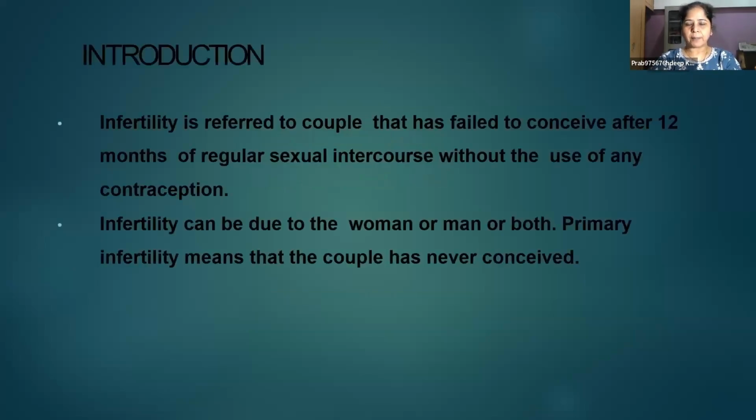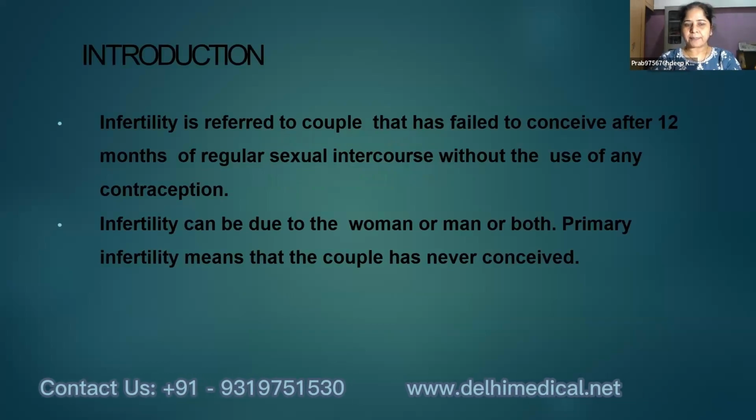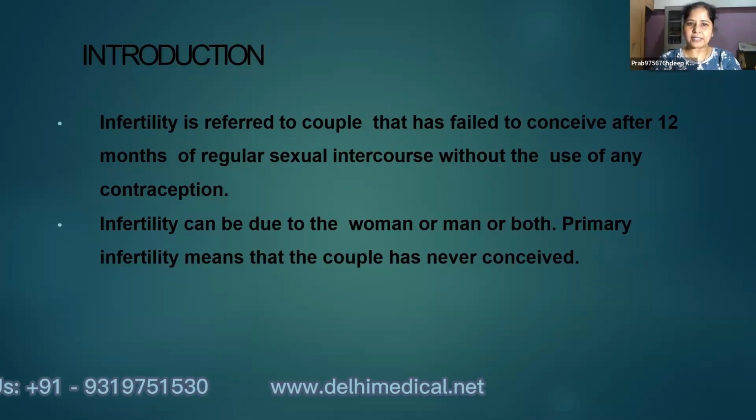infertility refers to a couple that has failed to conceive after 12 months of regular sexual intercourse without the use of any contraception. Infertility can be due to the woman, the man, or both. Primary infertility is where the couple has never conceived.